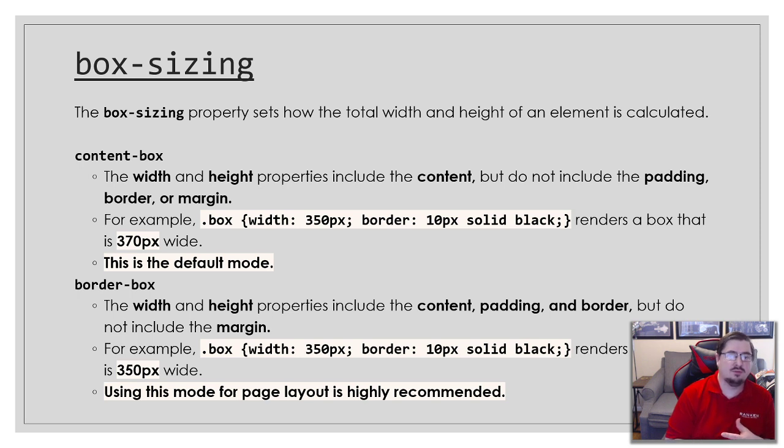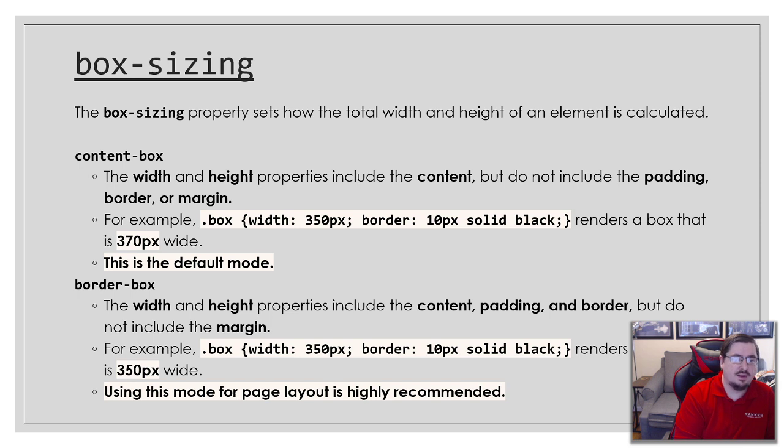So the width and height normally do not include the padding, the border, or the margin, which can lead to a lot of errors when you're trying to size elements on the page, especially if you want the element to be the full width of the page. You can't just set it to 100% oftentimes, because, well, you've got the padding and the border that give you errors in that setting.